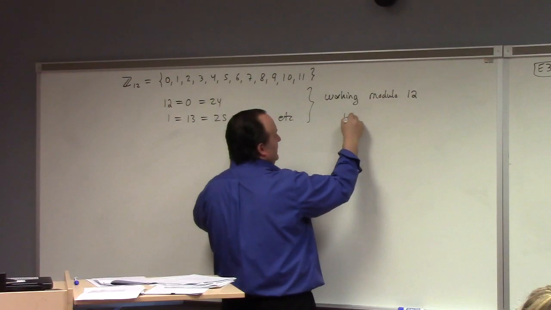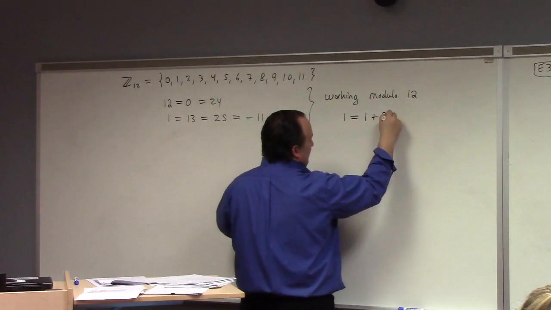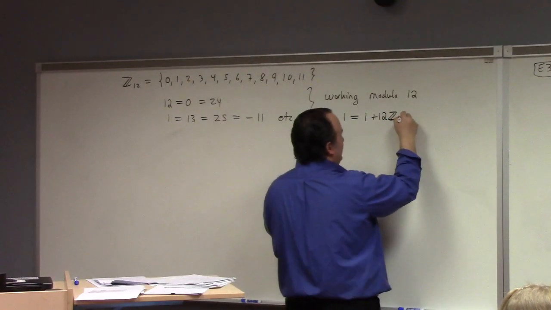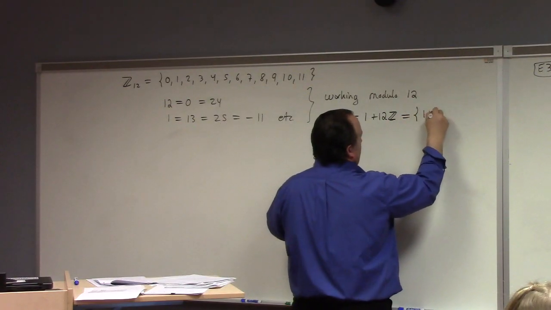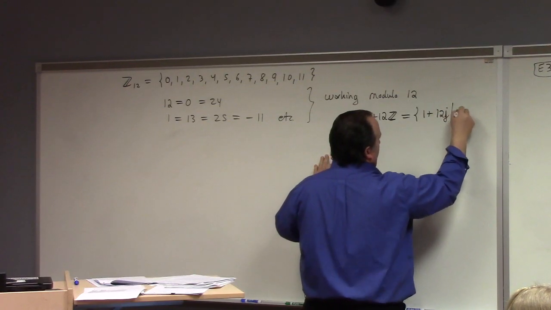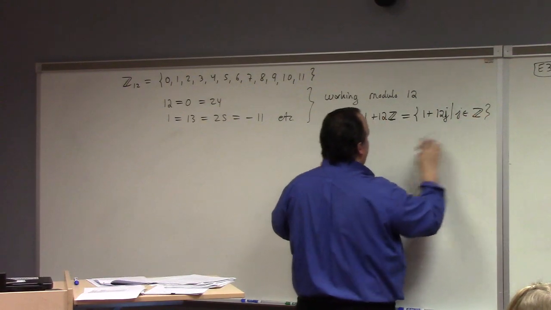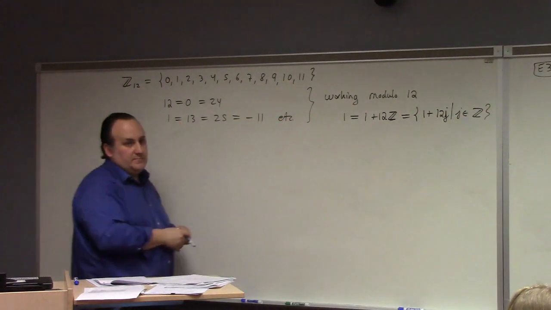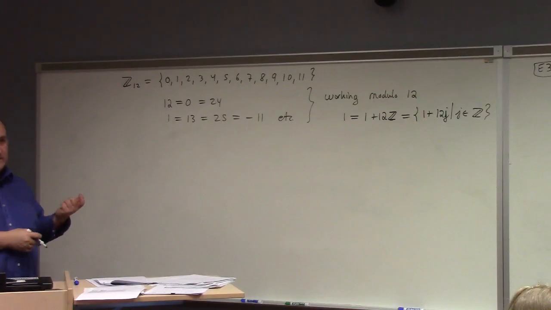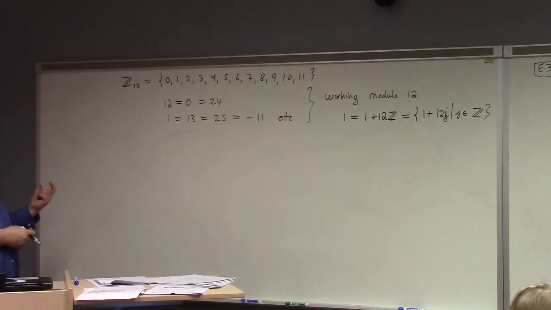Those brackets are helpful for us to get started with, because now you have to understand that when I write 1, what I mean is 1 plus 12Z. This 1 is actually a set of integers, an infinite set of integers. We can partition the integers into 12 equivalence classes with respective least residues of 0, 1, 2, 3, 4, 5, 6, 7, 8, 9, 10, 11, all right?